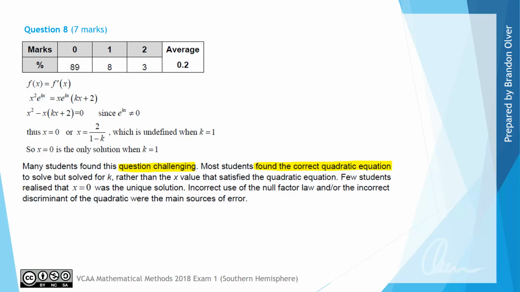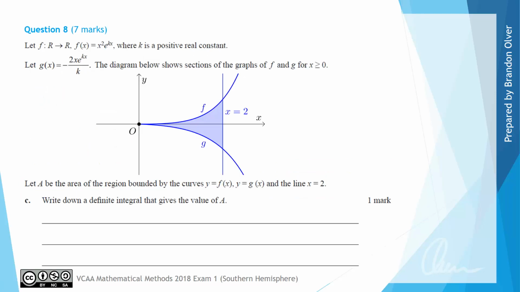Few students realised that x equals 0 was the unique solution that we were after, and that the other part was finding a k value such that there was no second solution. Incorrect use of the null factor law and or the incorrect discriminant of the quadratic were main sources of error in this question.